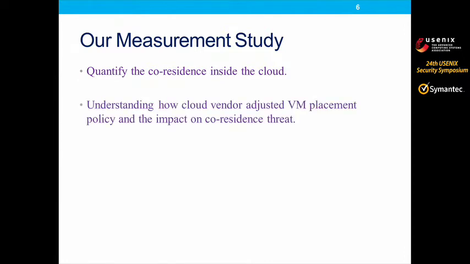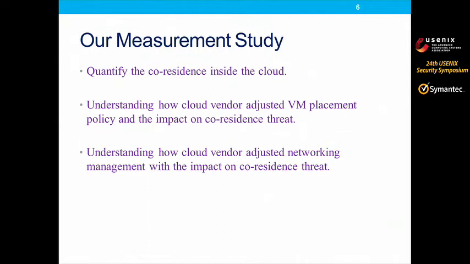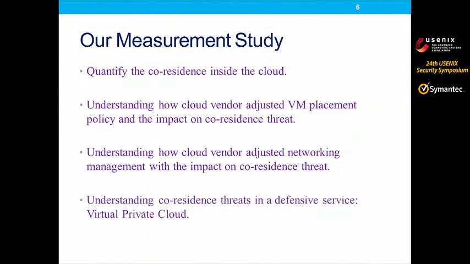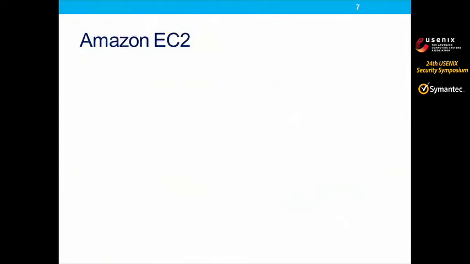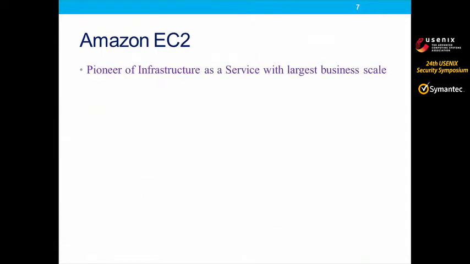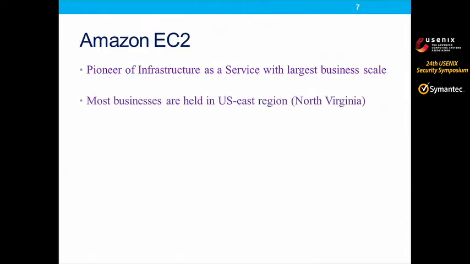And we investigated the changes in the cloud management policies made by cloud vendors, including the virtual machine placement policy, the networking management policy, and the newly introduced defensive service, such as virtual private cloud. And we studied the impact on the co-residence threat. In our work, we chose Amazon EC2 as our particular study candidate because it is the pioneer of IaaS and it has the largest business scale. And since the majority of EC2's business is held in the North Virginia data centers, we will focus on this part of the cloud, which is also widely known as the US East region.